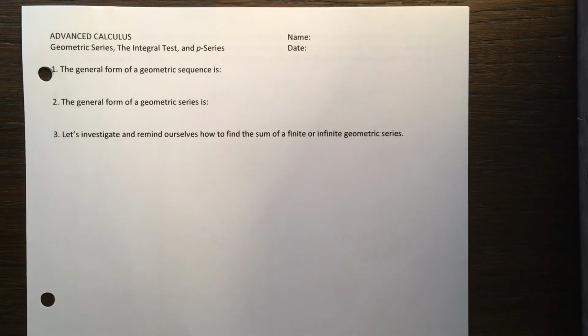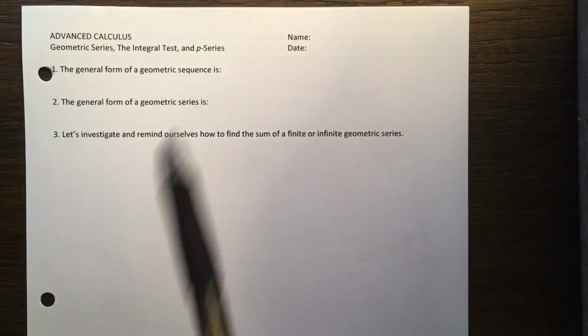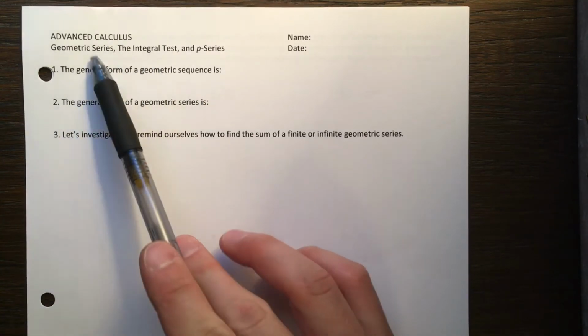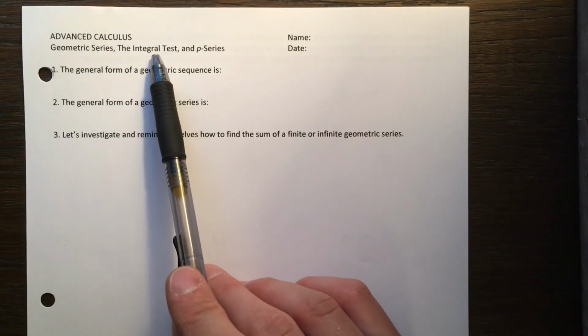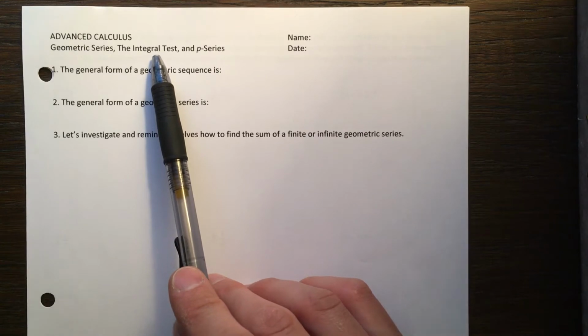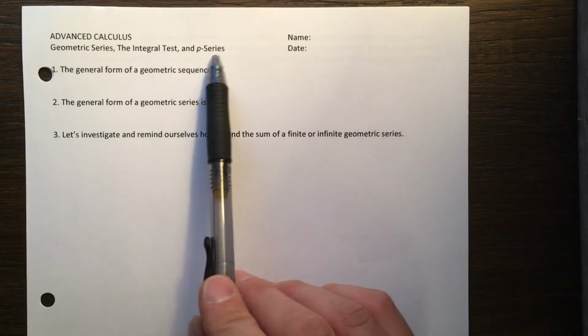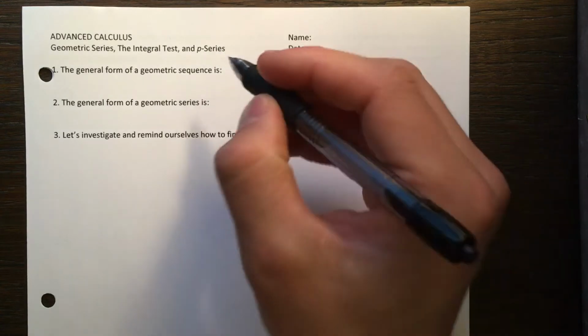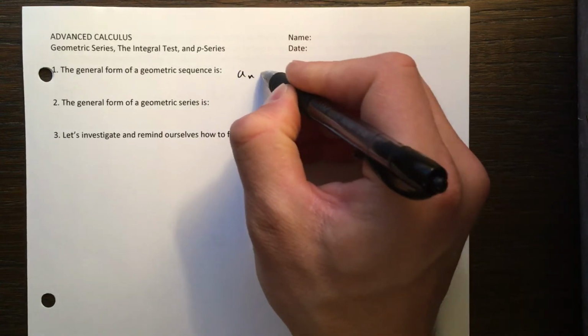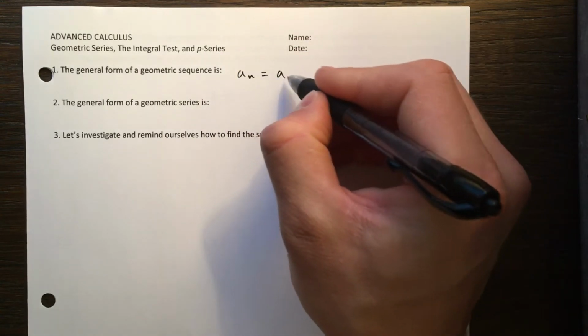And so there are really three things that we want to think about. We want to think about geometric series, which should be a review from previous courses, and then talk about the integral test, which connects back to improper integrals, and then talk about p-series, which are also going to connect back to improper integrals.